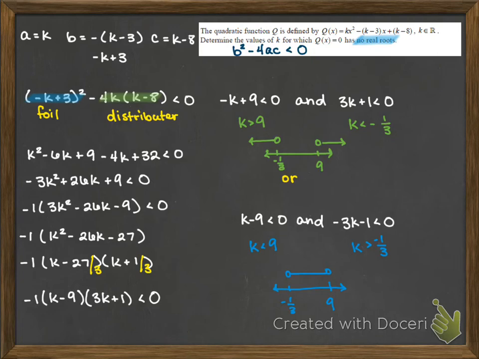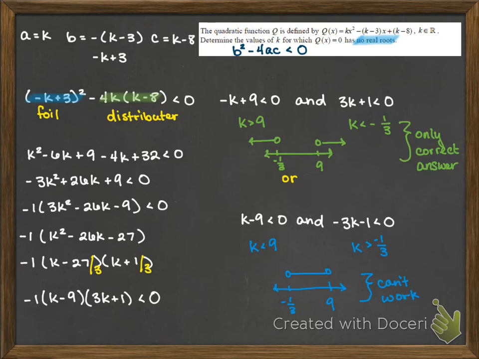Now for this problem, only one answer works. Our blue or our bottom one cannot work, and our green or our top one is the only correct answer. So our answer for this problem is k is greater than 9 and k is less than -1/3.